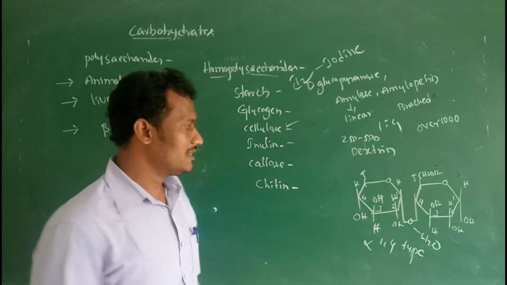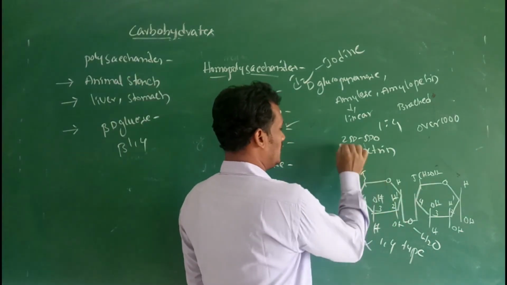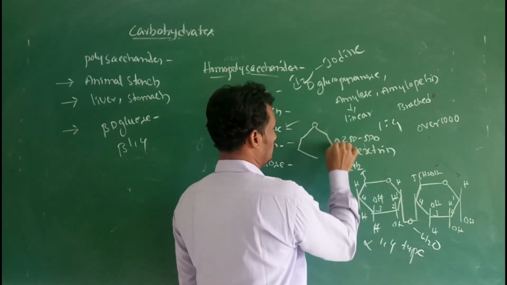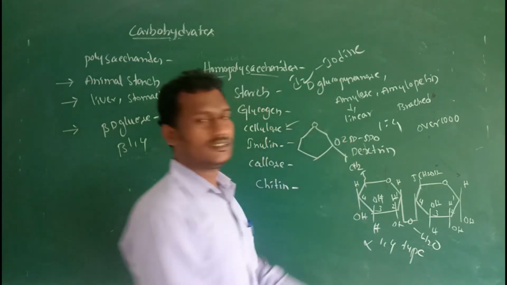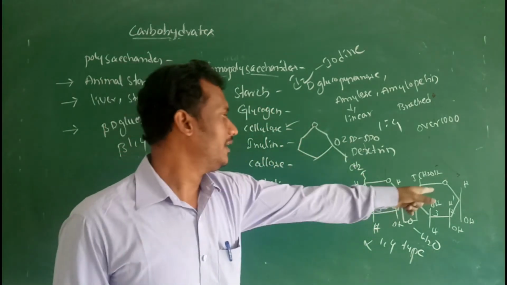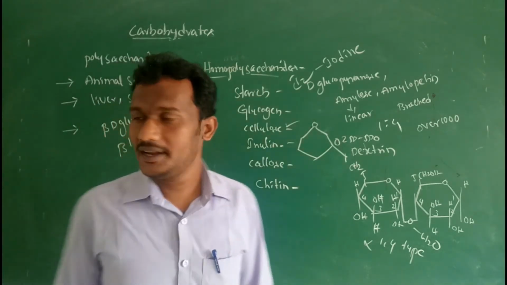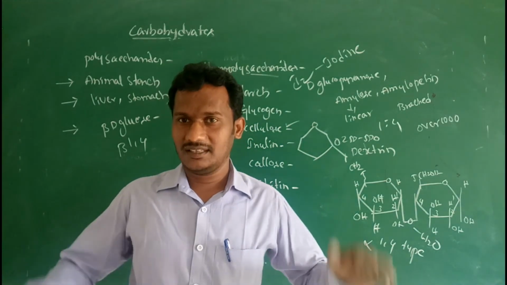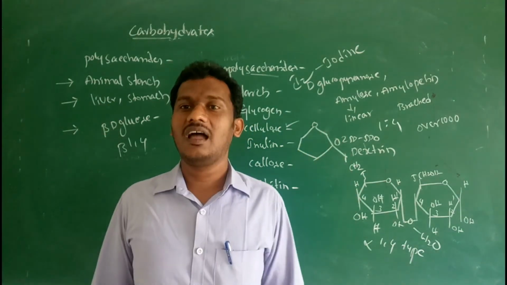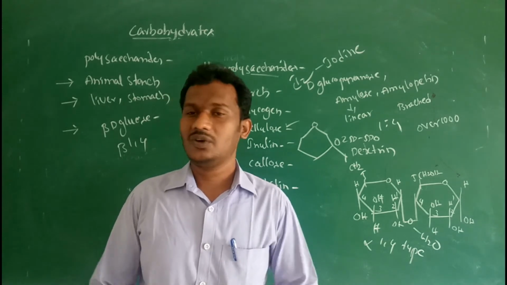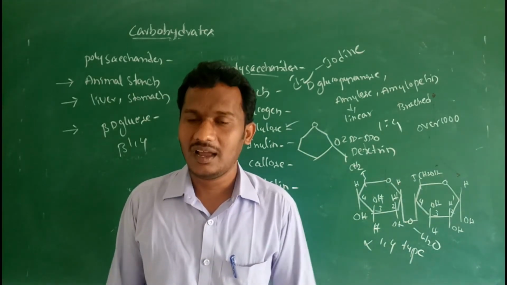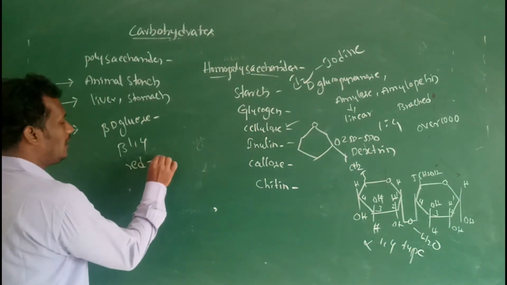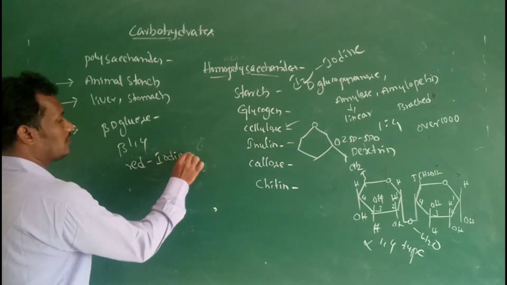So this is the linear condition, and then the branched condition. Generally cellulose does not show the helical branching condition. That's why it cannot bind the I2 molecule. So it will not give a blue color. It may give a red color with the iodine.